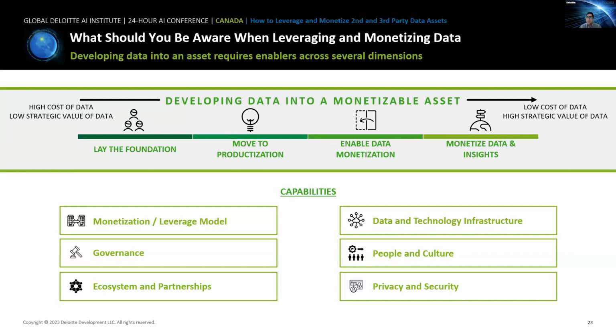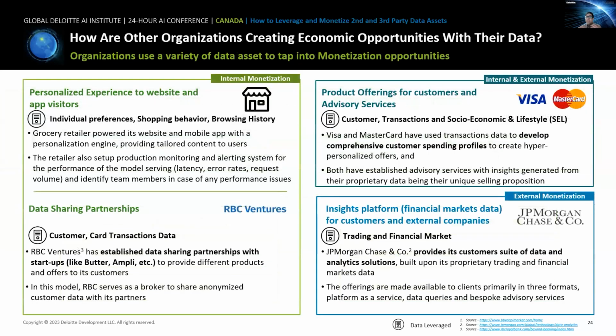Now I want to leave off with a few different examples of how some organizations around the world are actually creating these economic opportunities with their data, how they're actually unlocking and maximizing this economic benefit. The first one is a grocery retailer. And what they found was that their website and mobile app were only providing the same content to all users. So for example, vegetarians who were browsing were seeing meat-related content, which caused obviously unpleasant experiences and resulted in many negative reviews.